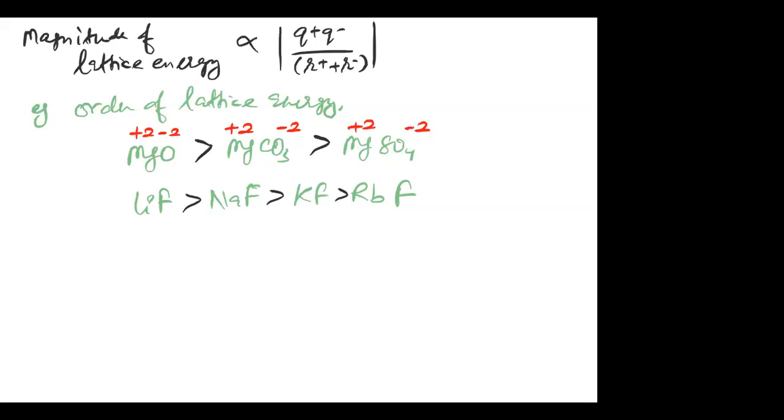So in general, as lattice energy increases, the melting point as well as boiling point of an ionic compound increases. So it tells us how strong the ionic bond is.